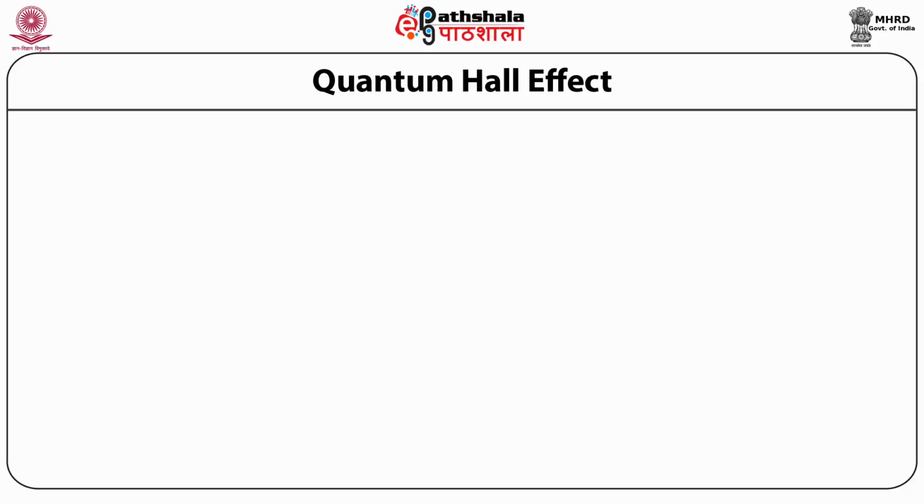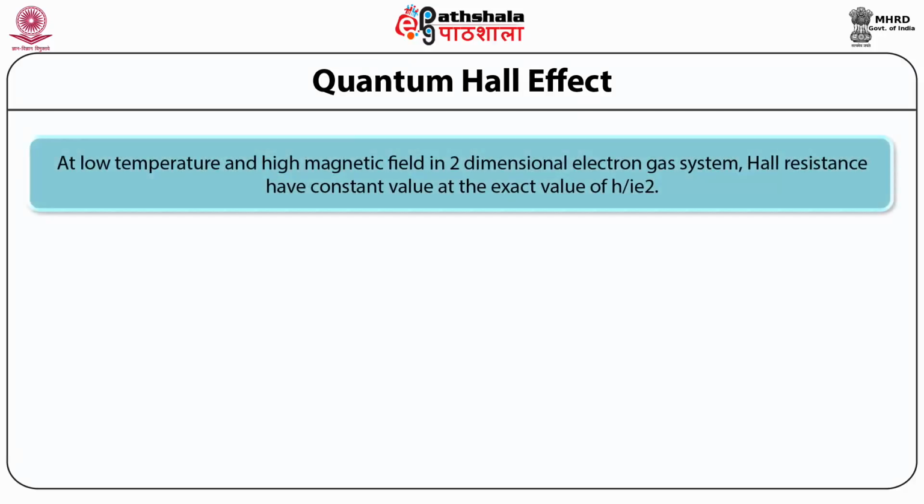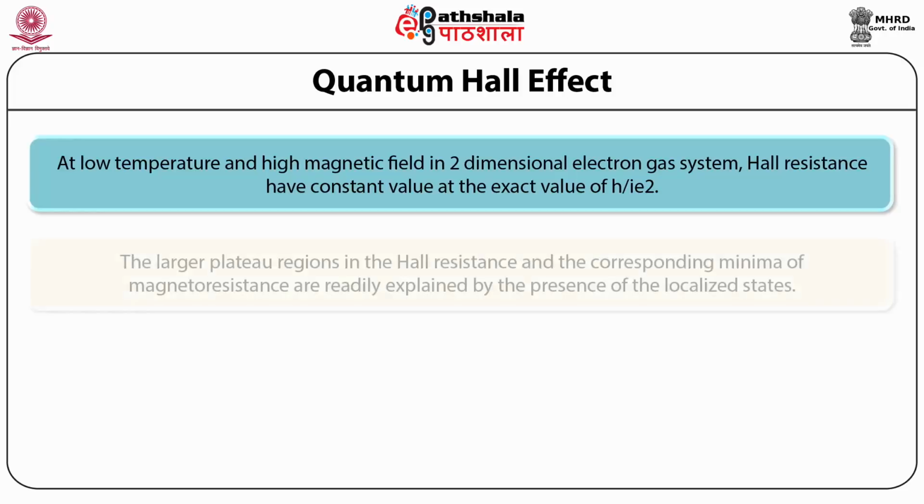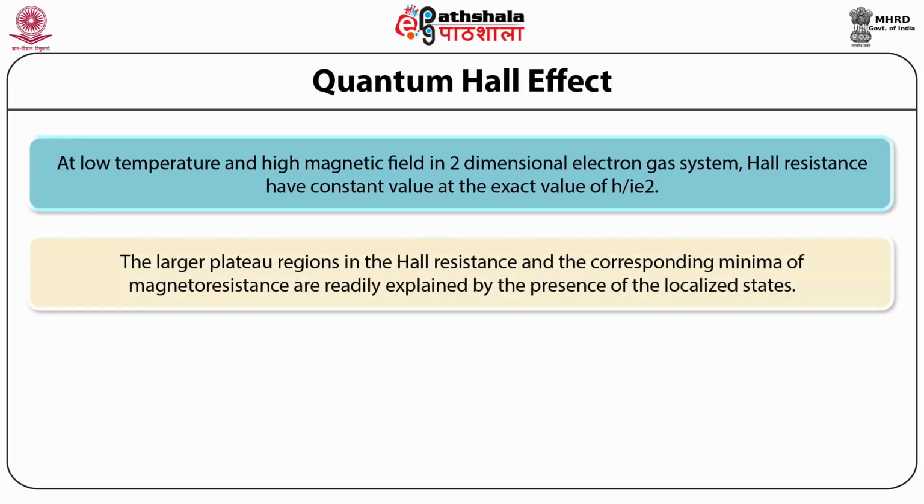Then next comes the quantum Hall effect. At low temperature, the Hall resistance of a two-dimensional system is found to have a constant value at the exact value of h by i e square, where i is an integer, h is Planck's constant, and e is the electronic charge. At the same time, the magnetoresistance drops to a negligible value in the applied magnetic field range where the Hall resistance shows the plateaus. The large plateau region in the Hall resistance and the corresponding minima of magnetoresistance are readily explained by the presence of localized states.